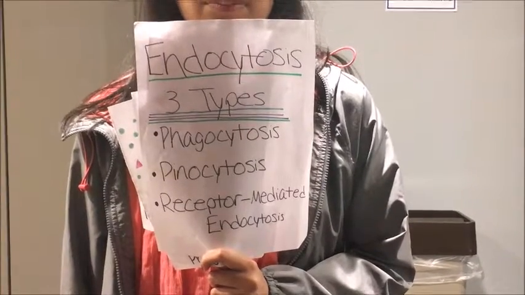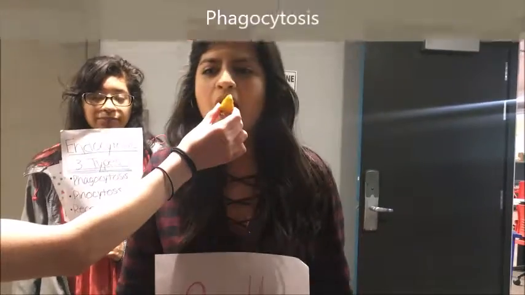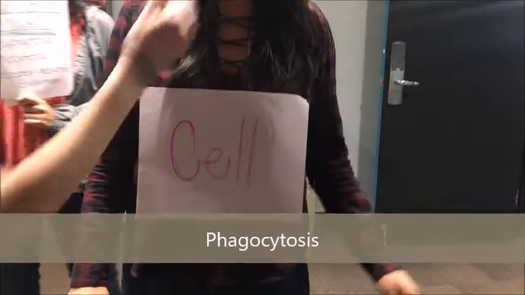Endocytosis is a general term for the various types of active transport that move particles into a cell by enclosing them in vesicles made out of plasma membrane. Phagocytosis, also called cell eating, is a form of endocytosis in which large particles are transported into a cell.